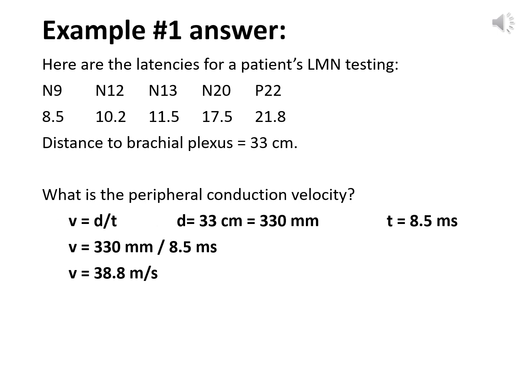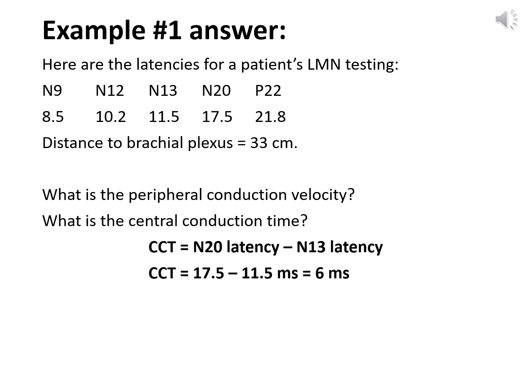To calculate the peripheral conduction velocity, we use the formula V equals d over t, where we're going to solve for V. So we're told that d, or the distance, is 33 centimeters, which converts to 330 millimeters. The 33 centimeters is to the brachial plexus, which is the N9 response. And so the time to the N9 is 8.5 milliseconds. So velocity equals 330 millimeters divided by 8.5 milliseconds, which gives us a velocity of 38.8 meters per second.